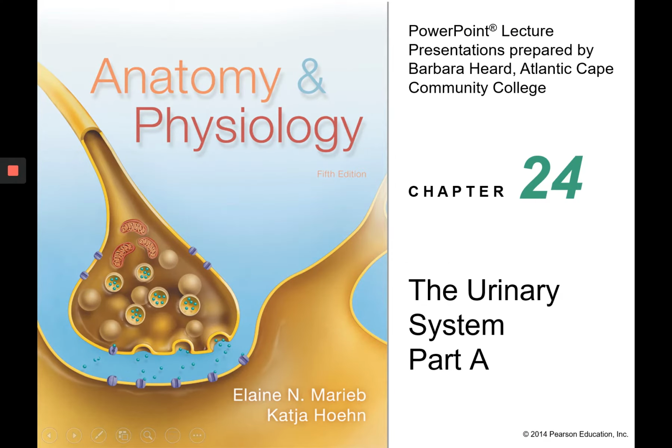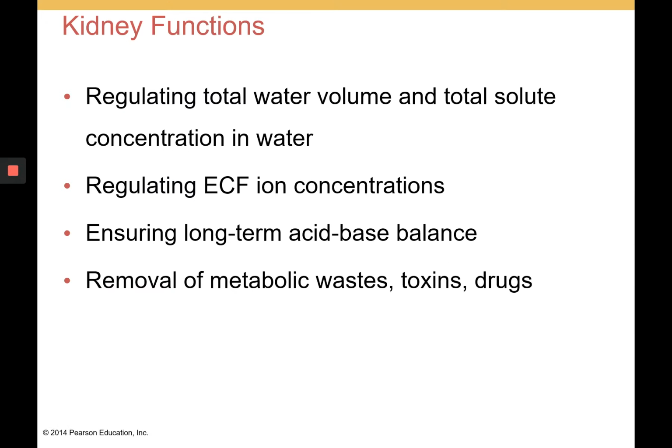We're going to look at chapter 24 over the urinary system. The urinary system includes the kidneys, ureters, urinary bladder, and urethra. The kidneys are going to be the main organs of the urinary system because they not only carry out excretory functions like the other parts of the urinary system, they are also able to regulate total water volume and total solute concentration in water. They're also able to regulate extracellular fluid ion concentrations, as well as ensure long-term acid-base balance.